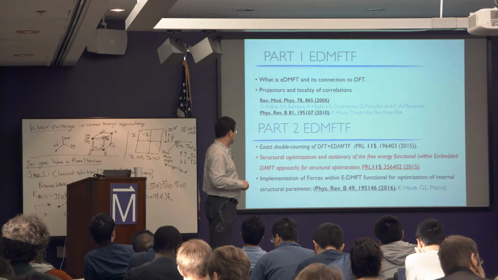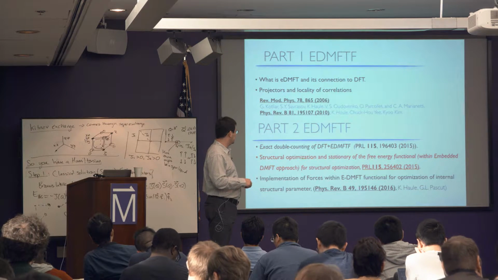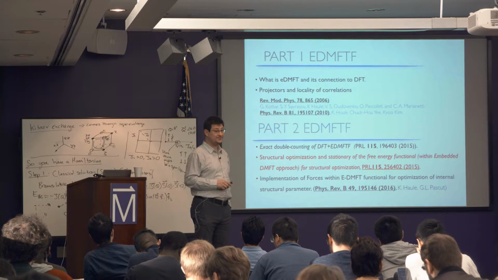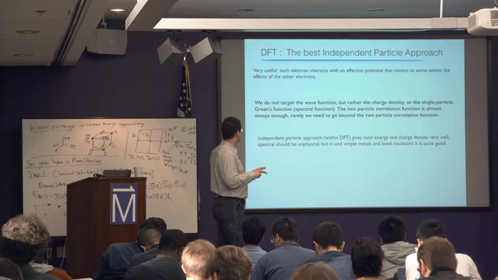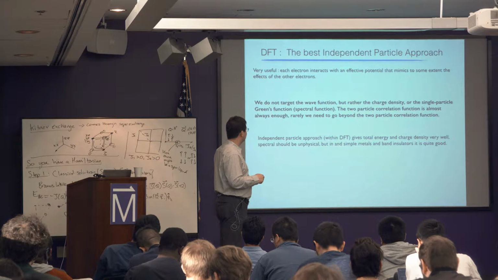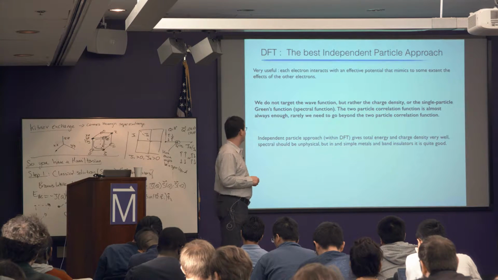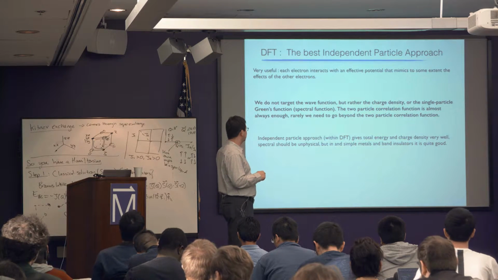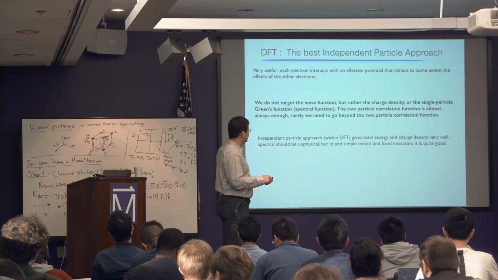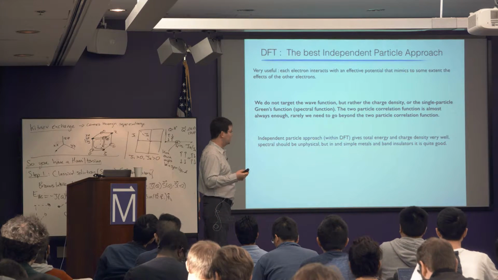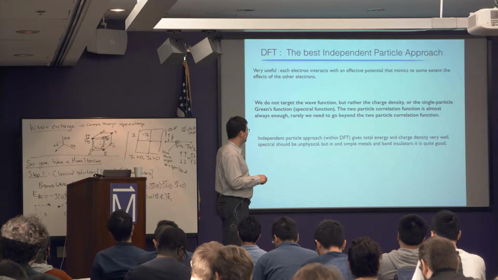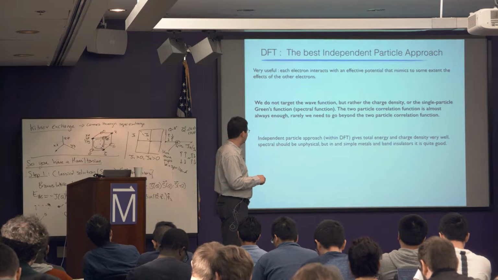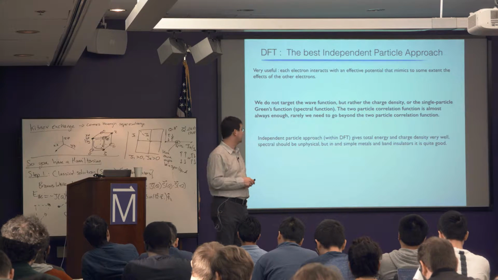Okay, so now stationary optimization and stationarity of the free energy functional. So we have a functional we discussed many times, but before I go into this, I want to point out that, as we discussed many times, DFT is perhaps the best independent particle approach, which is very useful because each electron interacts with an effective potential that mimics to some extent the effects of all other electrons. And the important point is we do not target the wave function, but rather the charge density or the single particle Green's function. In this case, we target the spectral function, isn't it?